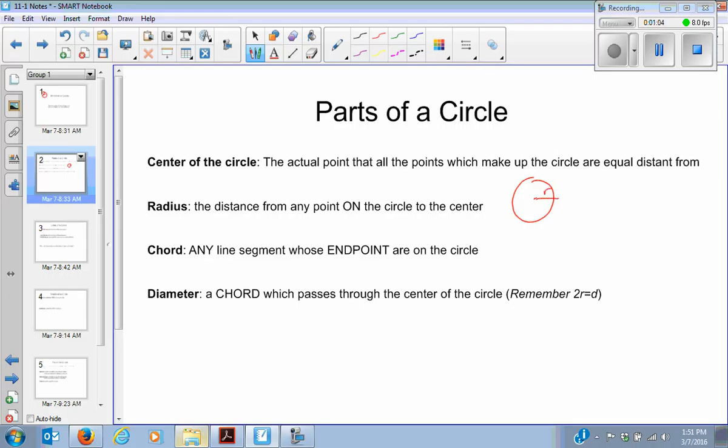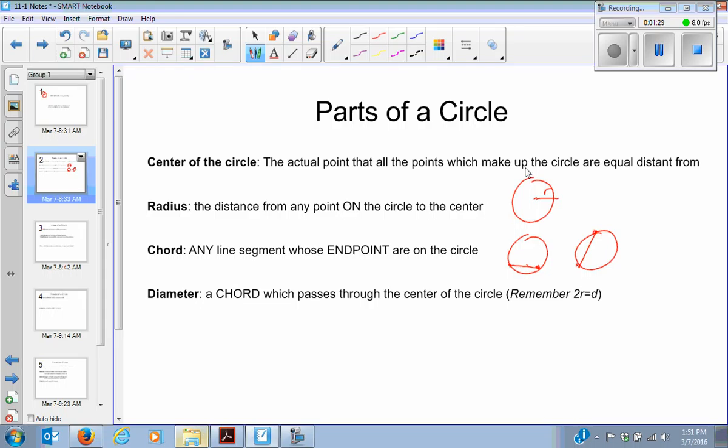A chord, now this is maybe a new term. A chord is any line segment whose endpoints are on the circle. So a chord could look something like this, where you have it from here, and it goes across to right there. A chord could be something like this. But notice the endpoints are actually points on the circle.